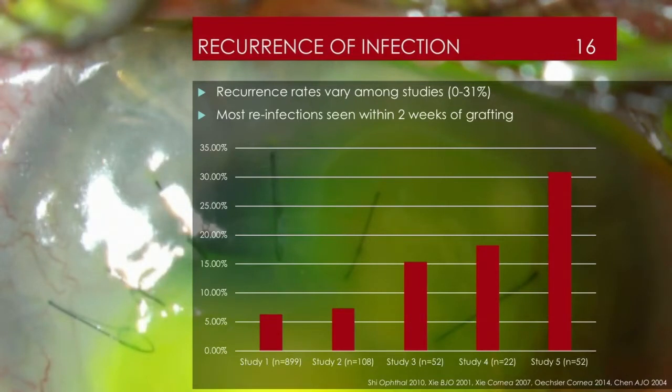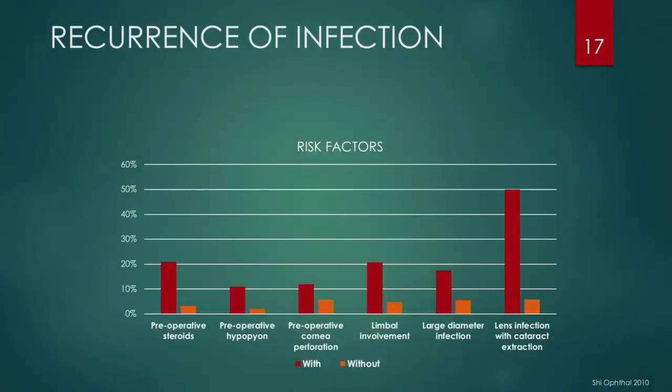And the reason I do it this long is there is a high rate of recurrence. Even with a lot of our great medications, even surgical, there's a high rate of recurrence, and a lot of these are seen early within those first 2 weeks. And if you have risk factors, that recurrence is more common, and the risk factors are in red. And our patient had 4 of these: pre-op steroids, pre-op hypopyon, pre-op perforation, and a large diameter infection. So really high risk, so 8 to 12 weeks for this patient.